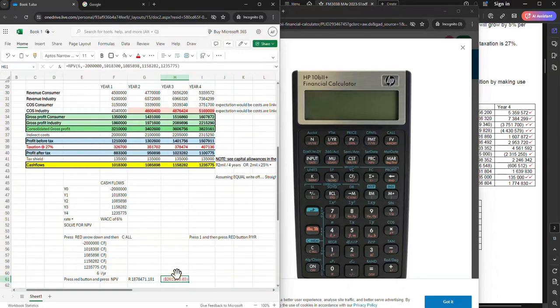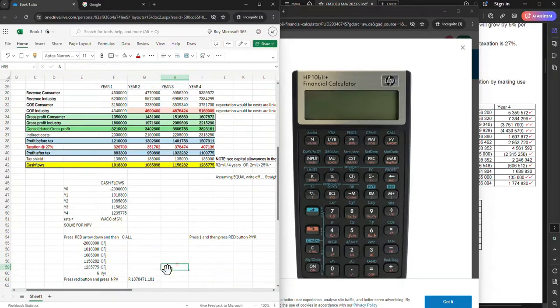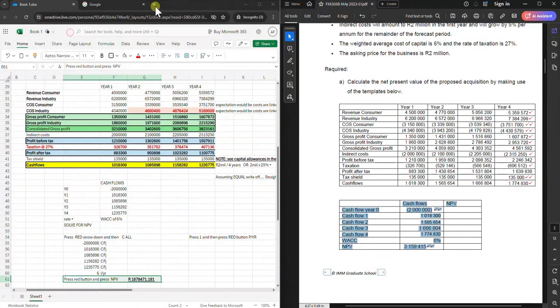Yeah, I've got the same as you. 1878471. You're getting it. Okay, that's good. Same value, eh? Yeah. Okay, there we go. That's how you do an NPV calculation. Cool. That's brilliant. All right, so that's that. Let's move this back here in case we need the calculator later.